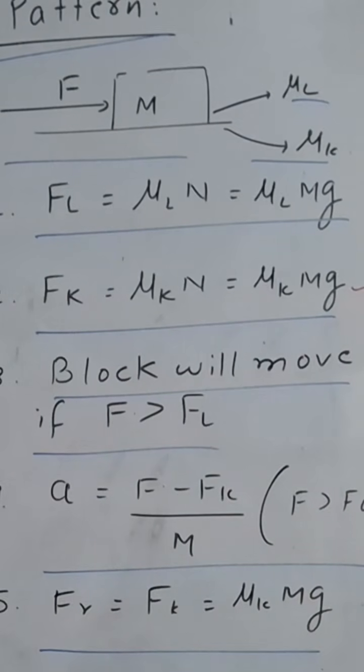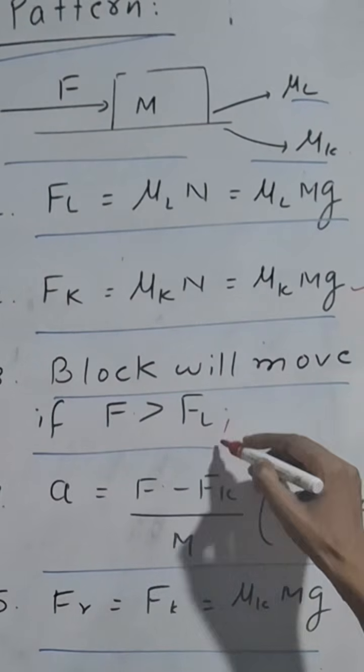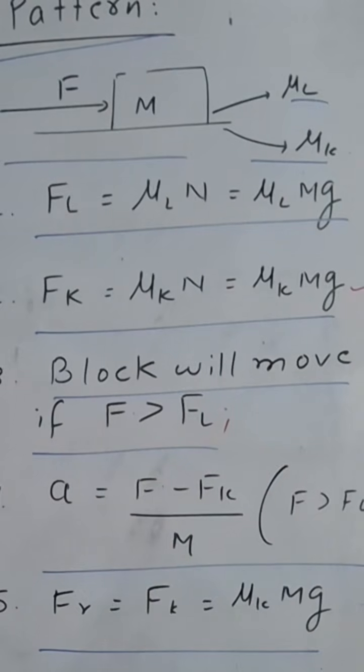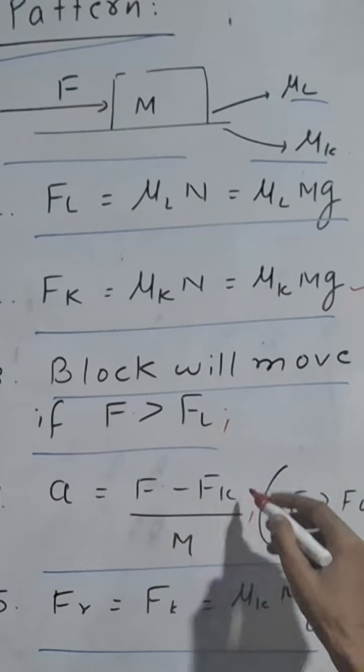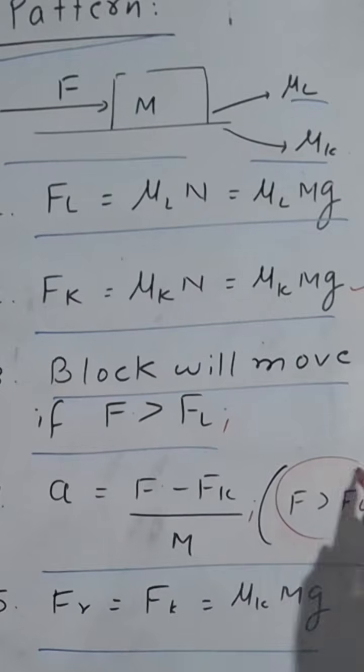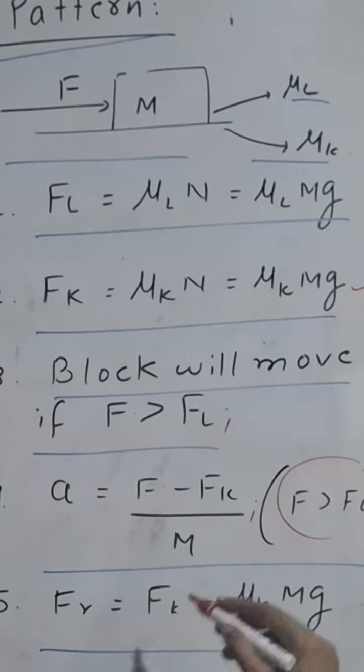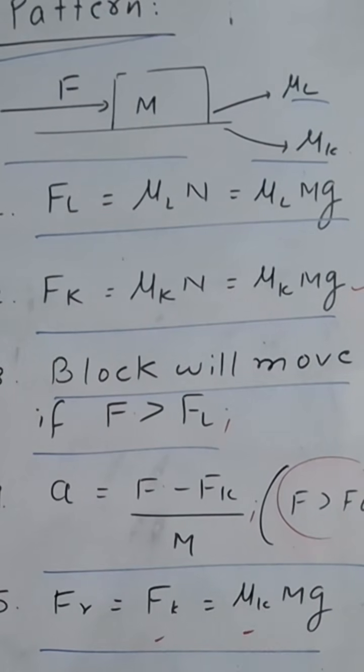Then there is a third concept, which is that the block will move when force is greater than limiting friction. Next, acceleration is (F minus F kinetic) by mass when force is greater than limiting friction. And friction in this case is Fk, which is mu k into mg.